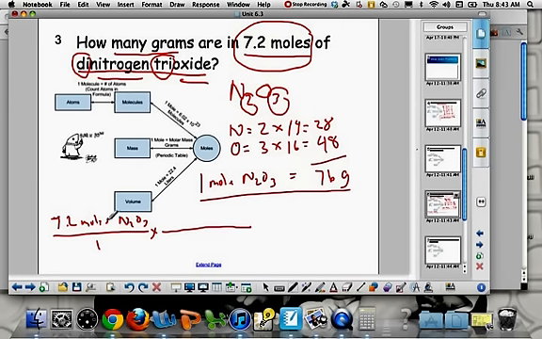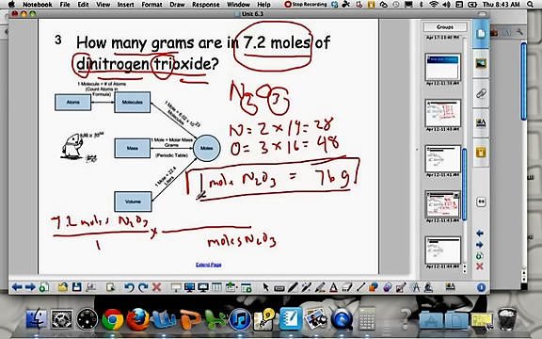Multiply by a conversion factor. I got moles of N2O3 up on top. Every time, all the time, take the unit that you have on top, put it down on the bottom. The moles of the N2O3, they're going down to the bottom. What is my conversion factor? Well, here it is. That's what we just figured out. I'm trying to go from moles to grams. I'm going to use what I just calculated to do that.